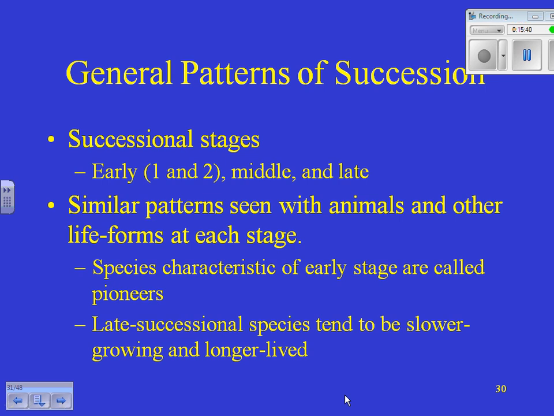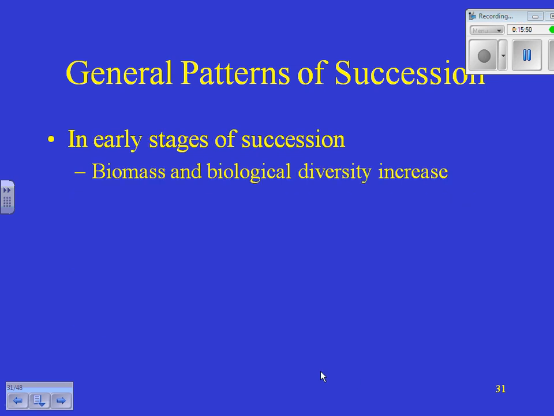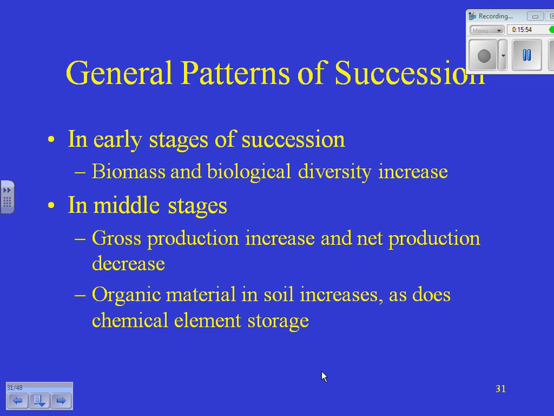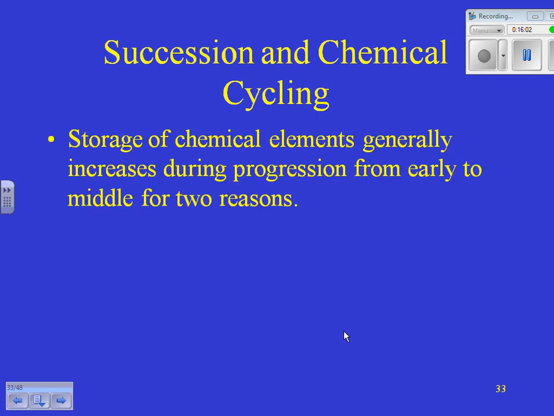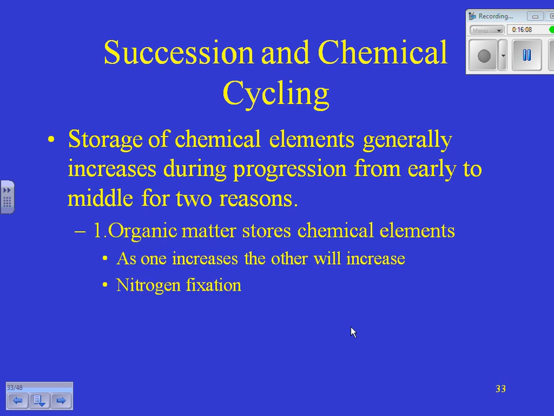And again, if you did not get here, I'm going to scroll back to make sure you get this in your notes. Successional stages: 1, 2, 3, middle, late. Similar patterns are seen with animals. Make sure you fill this information in. In the early stages, biomass and biological diversity increase. In the middle stages, gross production increases and net production decreases. Okay, moving on to succession and chemical cycling.